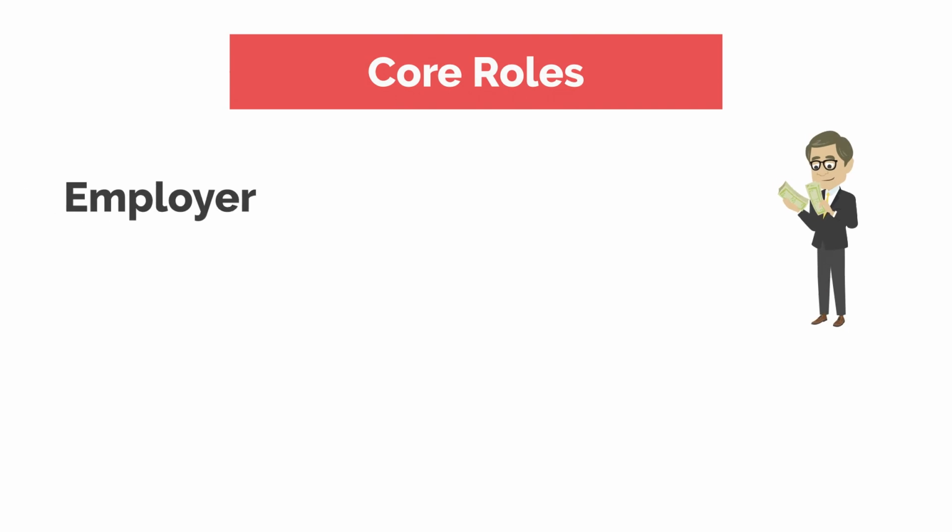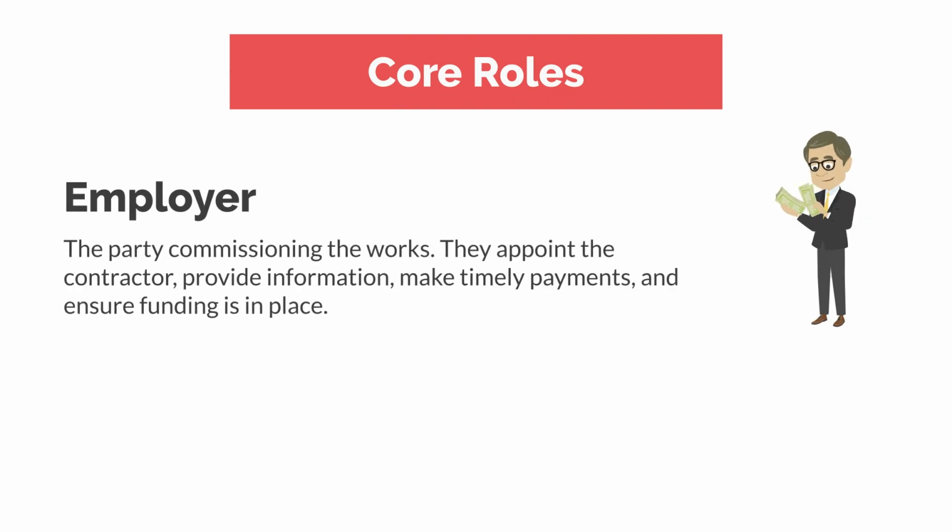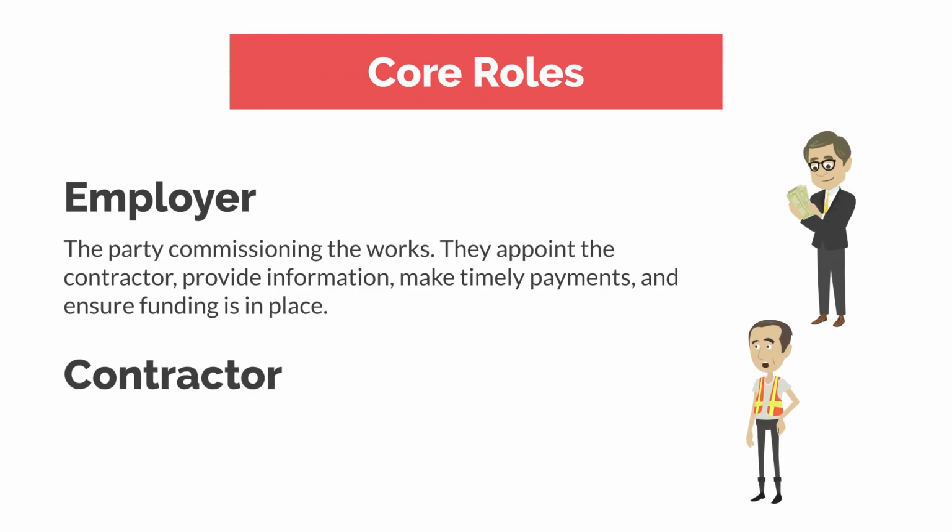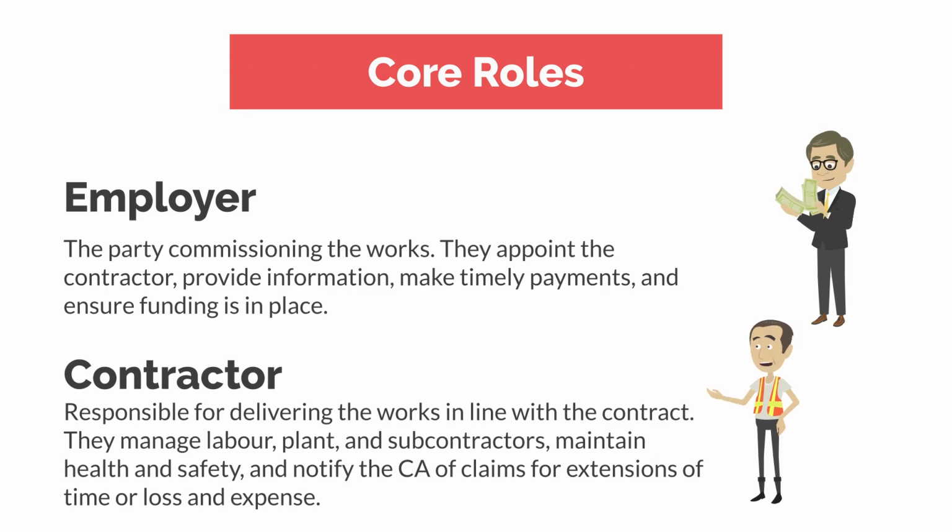First, we'll look at the employer. This is the party commissioning the works. They appoint the contractor, provide information, make timely payments, and ensure funding's in place. Next is the contractor. They're responsible for delivering the works in line with the contract. They manage labour, plant, and subcontractors, maintain health and safety, and notify the CA, or contract administrator, that will come on next, of claims for extensions of time, and loss and expense.